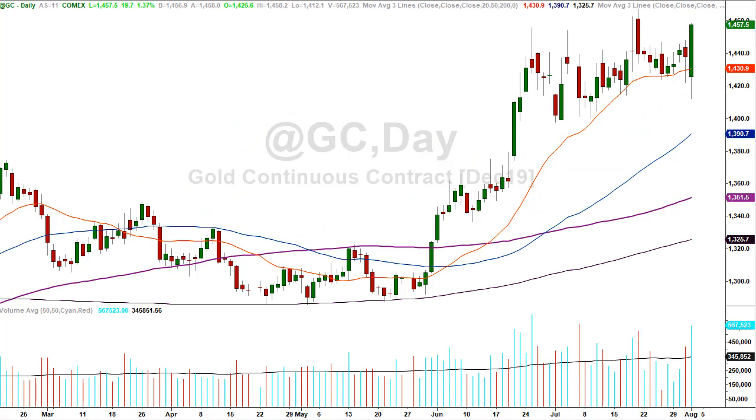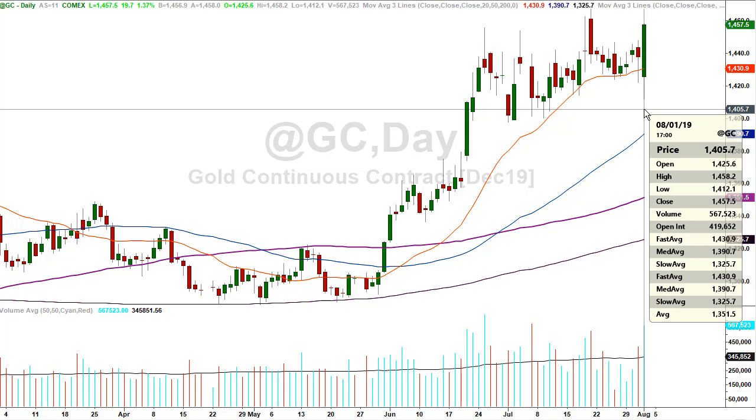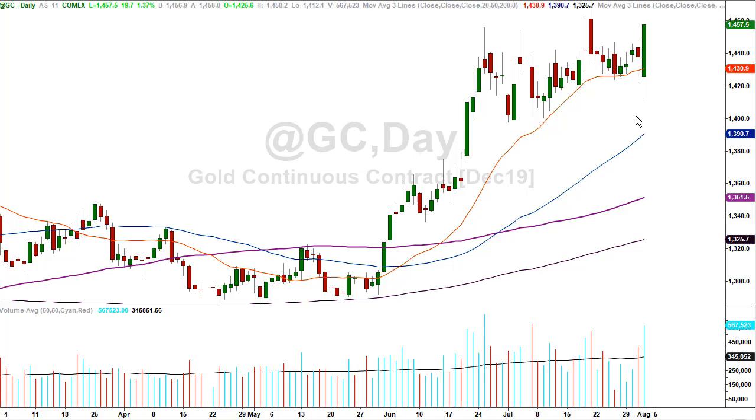Real quick, look at this rip in gold. What did I say last night? 1400, 1410 in that neighborhood. What was the low today? 1412 and change. Didn't even get a chance. Didn't see it until it was way too late. I was casually looking to start collecting gold around 14 and change. Now, I'm casually moving on to another market.